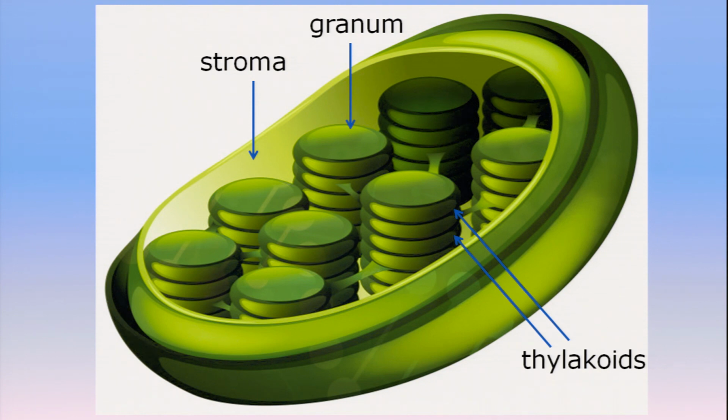And inside the stroma you can see some cylindrical structures. These cylindrical structures are called grana. Singular form is granum. And each granum consists of some disc-shaped membranous structures that are called thylakoids. These thylakoids contain chlorophyll in chloroplasts.